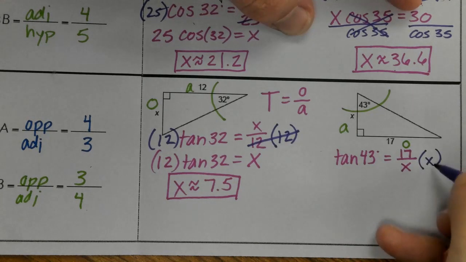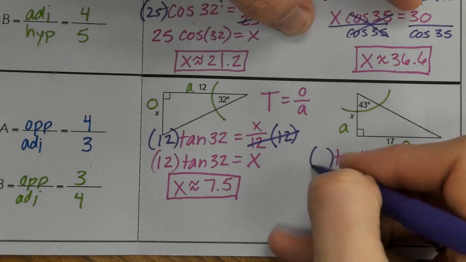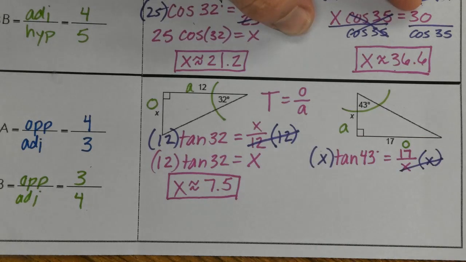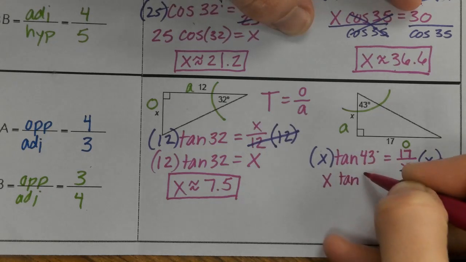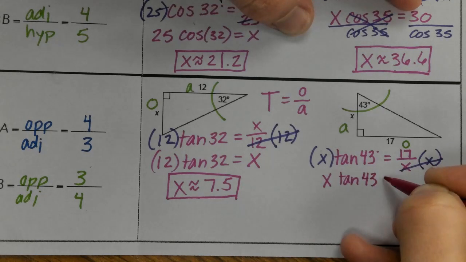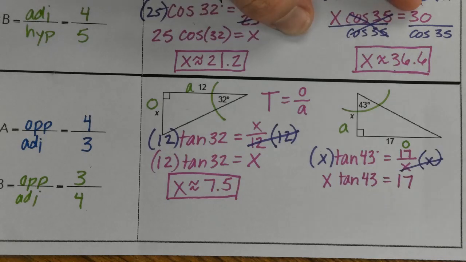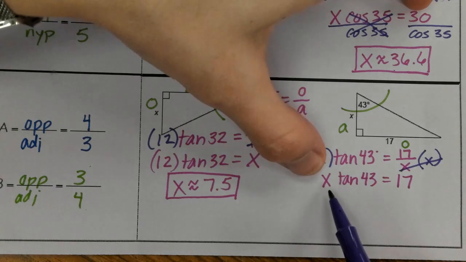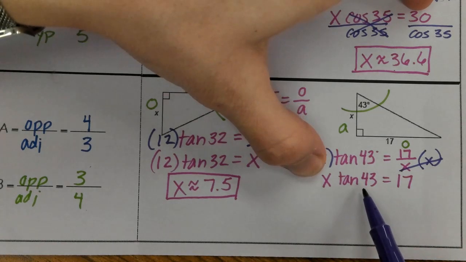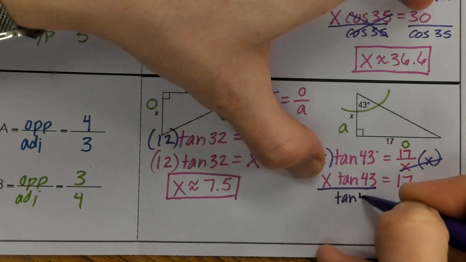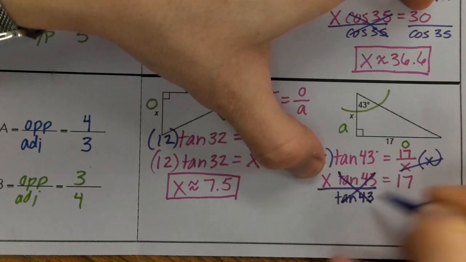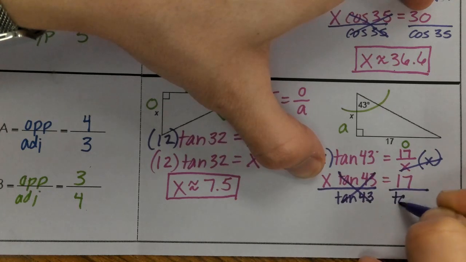We'll multiply both sides by that x like we did in the previous ones. So then I have x tangent of 43 is equal to 17. So what's the opposite of multiplying by the tangent of 43? Dividing by the tangent of 43. Get rid of that guy on this side. What we do to one side, we have to do to the other.